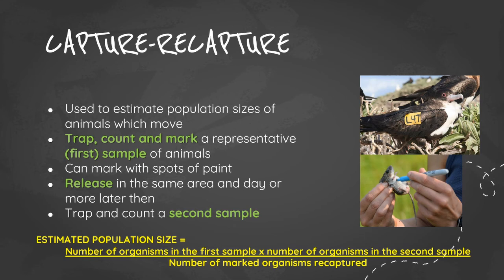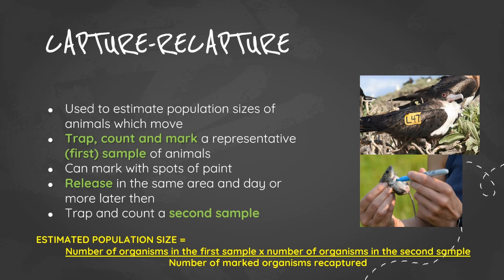So the next sampling method is capture-recapture. As the name suggests, you're capturing the animals, releasing them, and recapturing them. It's used to estimate population sizes of animals which are moving. So you want to trap the organism you're studying, count it, and make a specific mark to represent it being in the first sample of animals. Some persons may mark with a spot of paint or a tag. You release the organisms in the same area a day or more later. Then you do the same process, trapping and then counting the second sample.